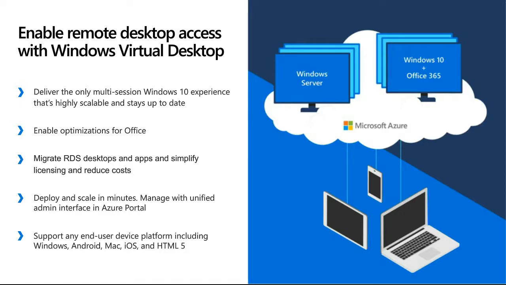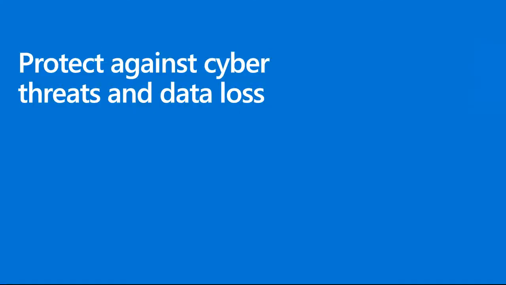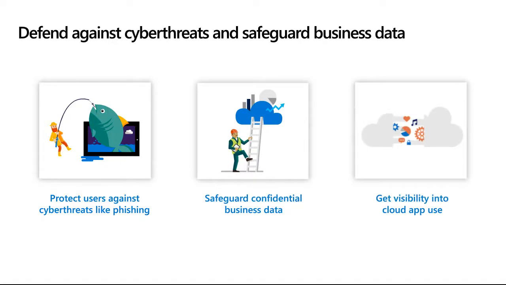So now we're going to be looking at protecting against cyber threats and data loss. Next we're going to talk about Microsoft 365 Business Premium and how that helps you against cyber threats like phishing and ransomware, and how it safeguards your business and customers' data while helping you gain visibility into cloud app usage so you can uncover hidden risks.